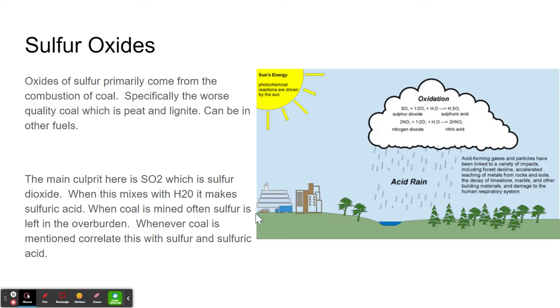All right, so now here's a good image of that sulfur oxide. Sulfur oxide is being formed, and now it's going to mix with H2O vapor like clouds, and it's going to form sulfuric acid. Another thing that could form is nitrogen dioxide. Here we go, mixing with water, and now we have nitric acid.